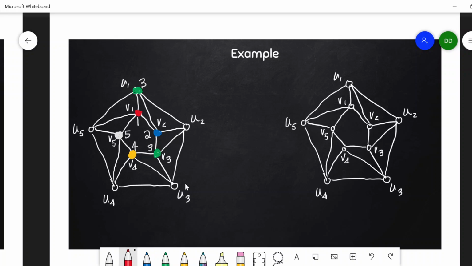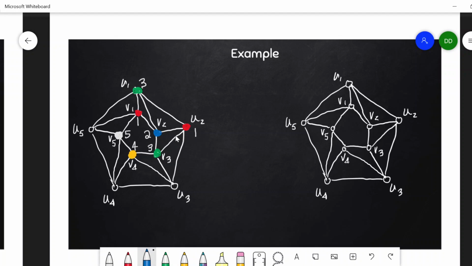All right, I could label it 1, 4, or 5. So I'm just going to use 1. And now this U3 here, it's adjacent to a 4, a 3, and a 1.